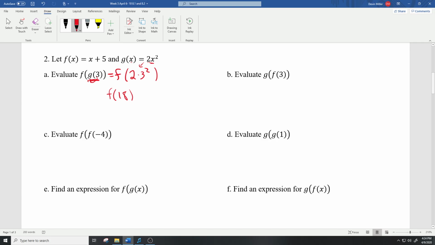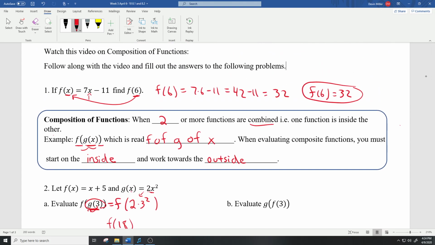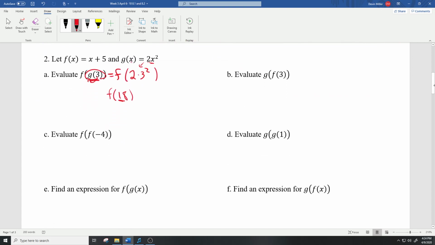Now, since we worked on the inside, we're done with the inside part. Now we just have a number inside left. And so we already know how to do this. This is a lot like the first example. How do you find f of 18? Kind of the same we did up here. How do we find f of 6? We plugged in 6 for x. So let's try it down here. We're going to plug in 18 into the f function.